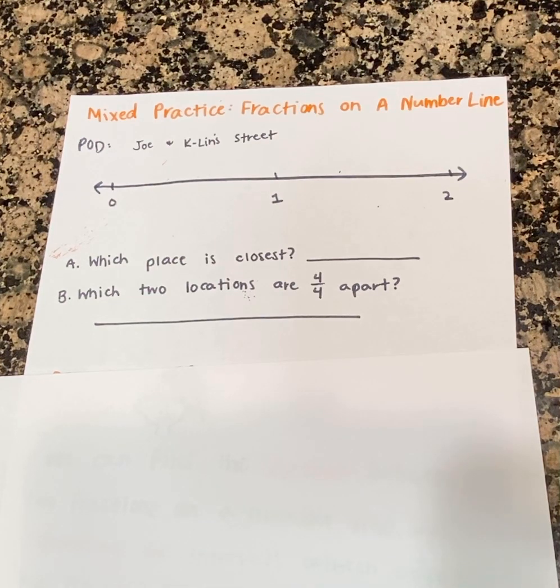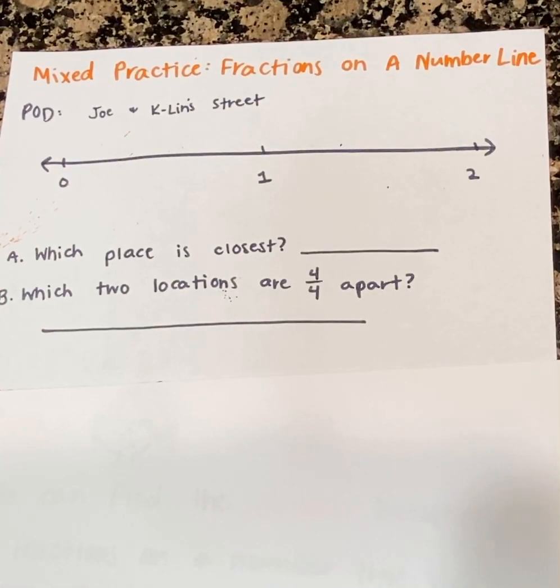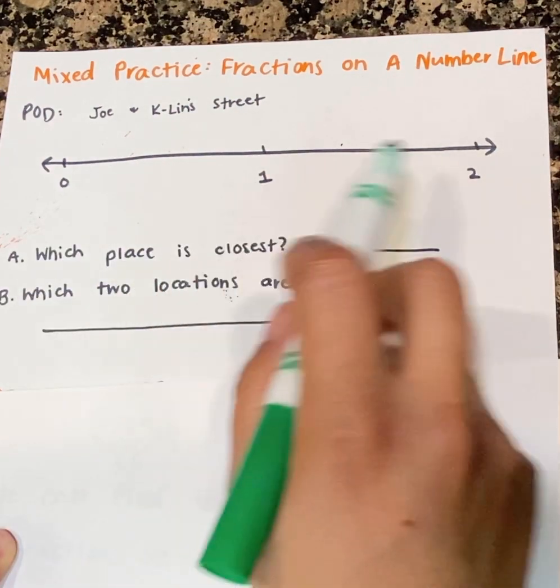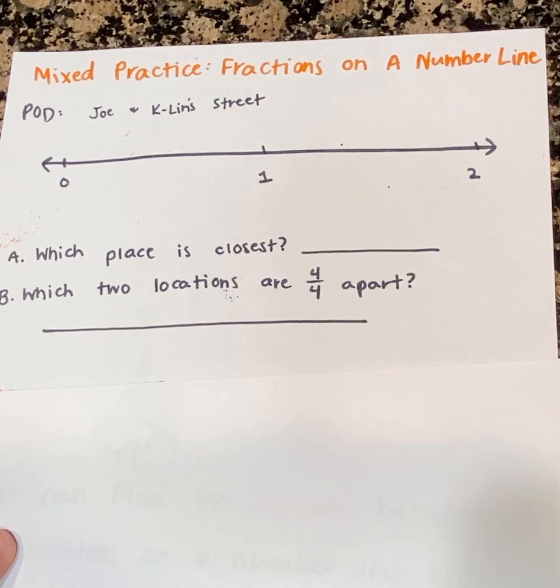All right, let's share our thinking out loud. How did you represent the whole on your number line and why? Say your answer out loud. That's smart. I heard you say, in the problem, we know that Joe and Kaylin's street is 2 miles long, which tells us the wholes are 0, 1, and 2. So you labeled 0, 1, and 2 so we could see the intervals for our wholes on our number line.